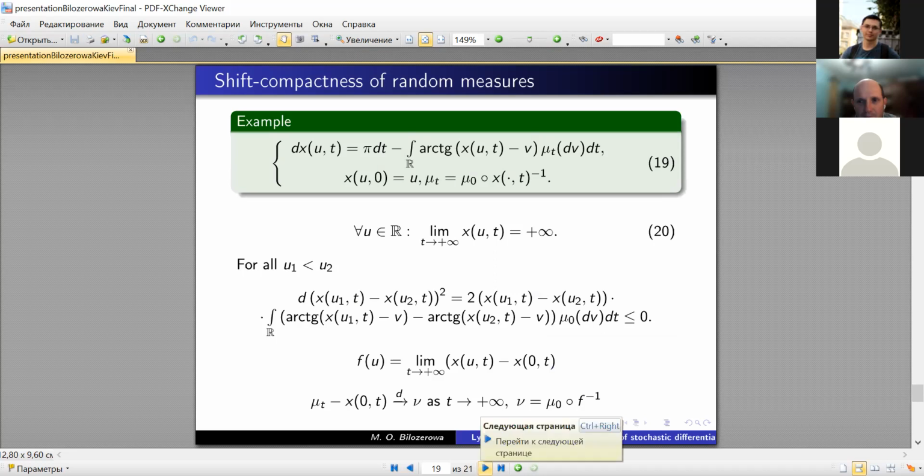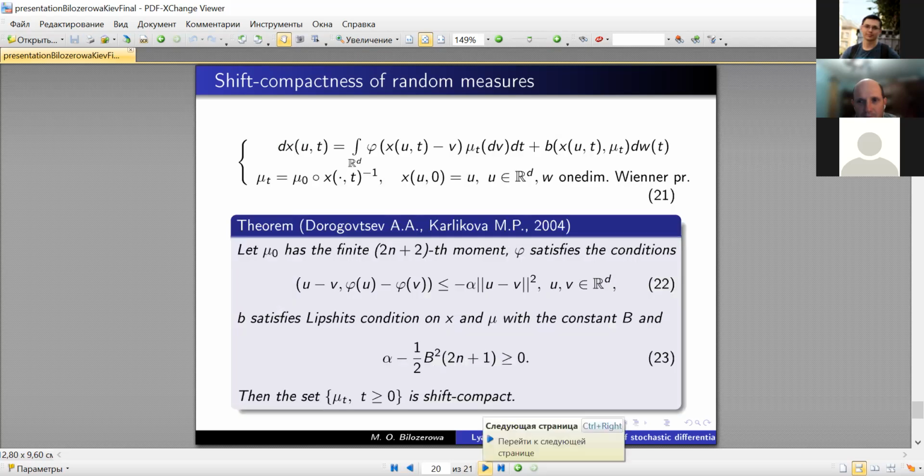And also for differential equations with interaction, the next example was considered, which also shows that the solutions of stochastic differential equations with interaction do not always have a negative Lyapunov exponent, because here x from ut minus x from 0t has a limit, so it can't be that the top Lyapunov exponent is negative. So in such a sense it is also an interesting example.